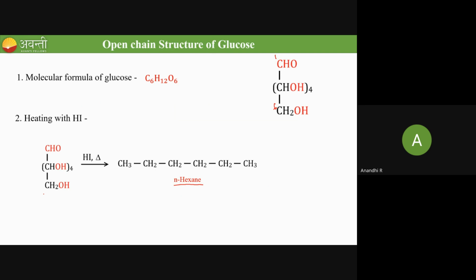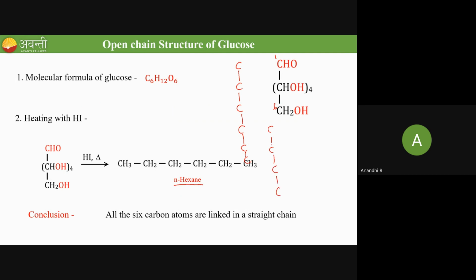So the conclusion from this reaction is that all the 6 carbon atoms in the glucose molecule are linked in a straight chain. There is no branching in the glucose molecule. All the 6 carbons are present in a straight chain manner, and the six carbons are not branched like this. It is not like this, it is like this. So this is the conclusion the scientists got from the reaction of glucose with HI.